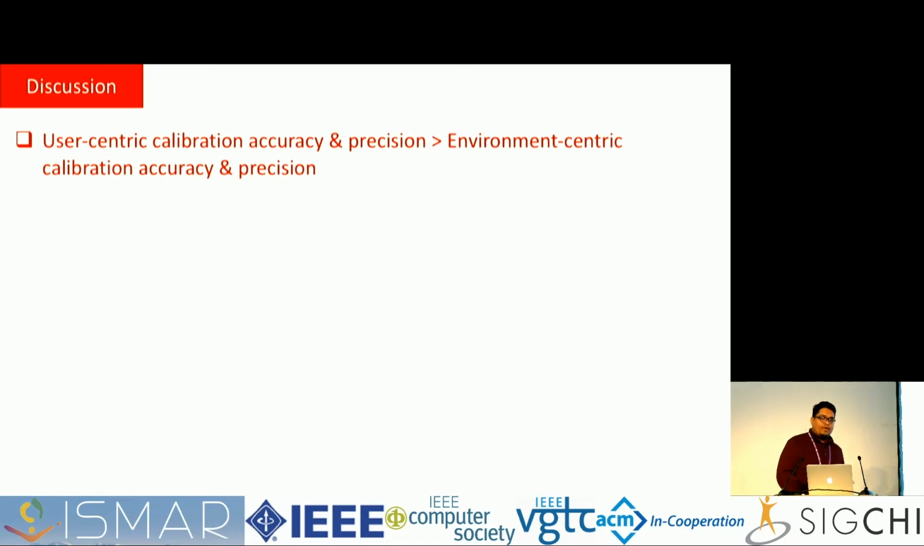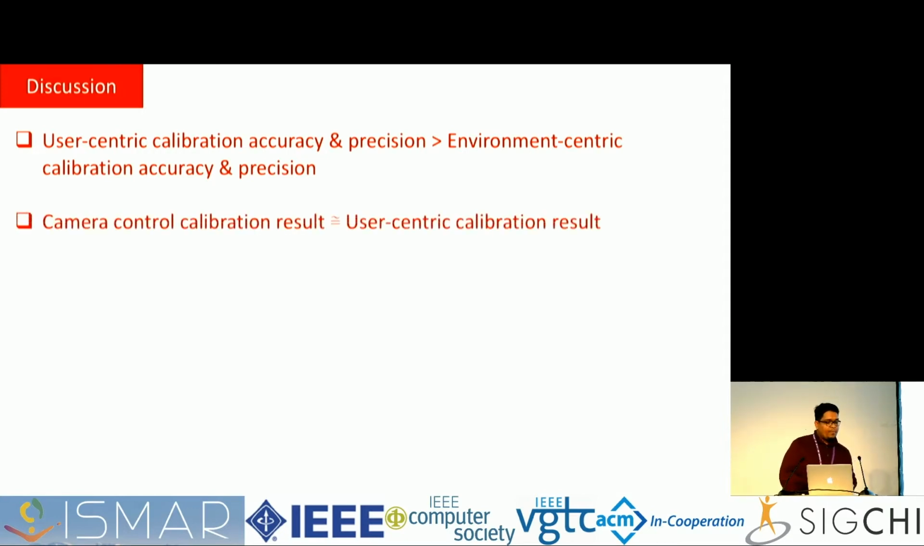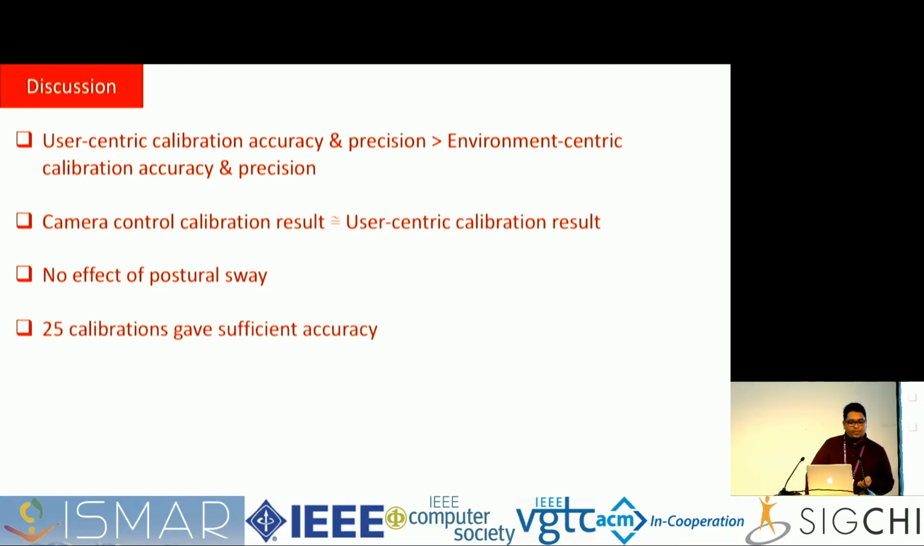So these are our unique findings. We have found that user-centric calibration is much more accurate and precise compared to environment-centric calibration. Camera control calibration has the same sort of result as user-centric calibration. And interestingly, there is no effect of postural sway in the calibration. And we found that the calibration result with 25 alignment points is as good as after 50 alignment points.